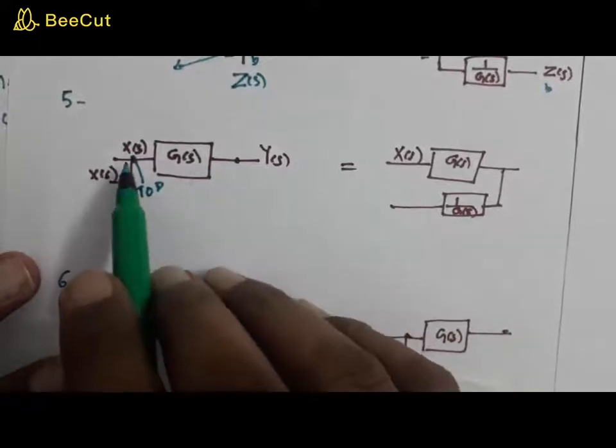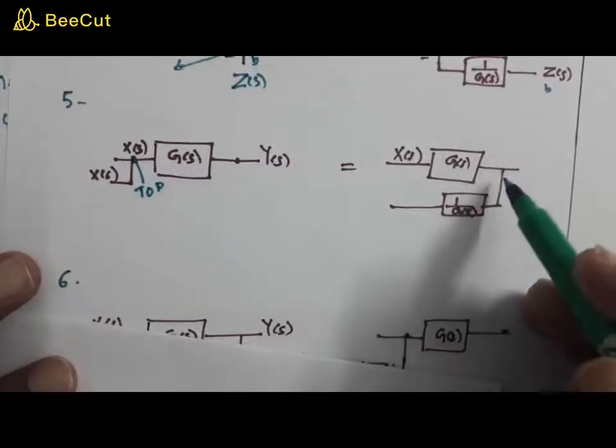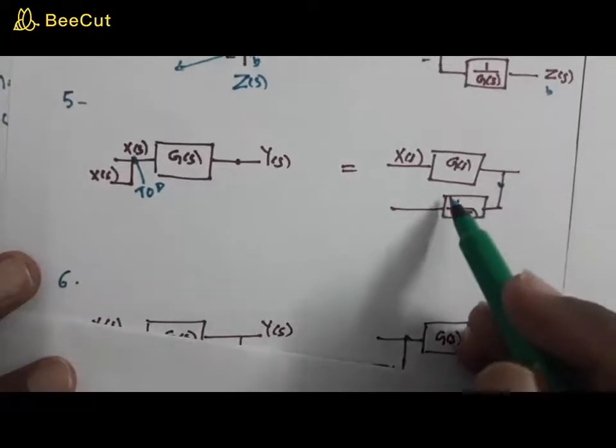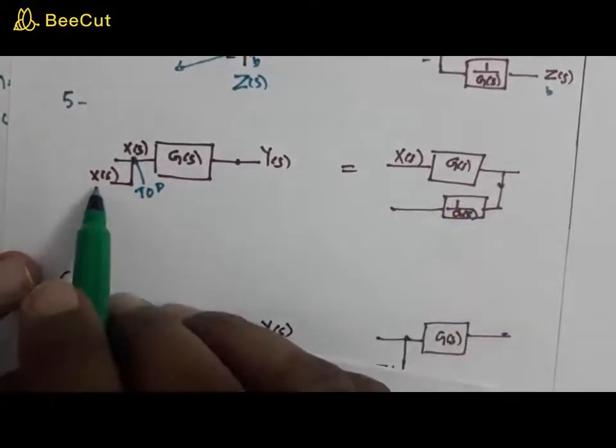Now what changes has to be made, this is without any G of S. Once it comes to this position, this signal will be having a G of S. So in order to compensate that, you need to put a block diagram with 1 by G of S, so that you will get the same X of S here.